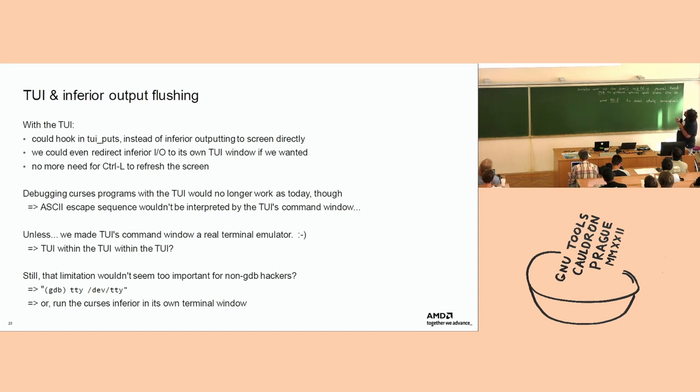So if we hooked into this routine, which is the central routine that GDB uses whenever it wants to put things on the console window, we could hook the output and forward it, instead of raw bytes to the screen, use tui_puts to print it in that box, or even create a separate window just for inferior output. This is something that occasionally pops up on IRC: my TUI screen is messed up, why does this happen? And we explain it and teach people about Ctrl-L and say, well, I'm sorry, that's just how it is. So we could fix that.